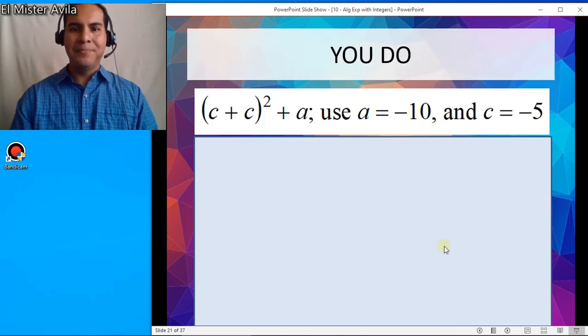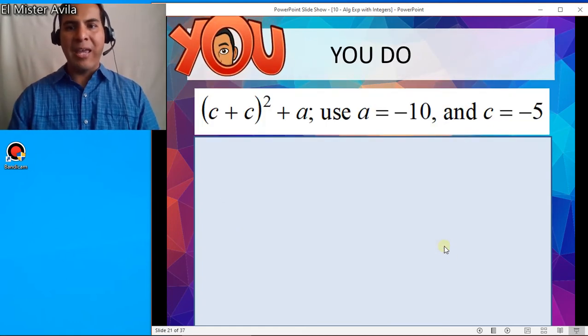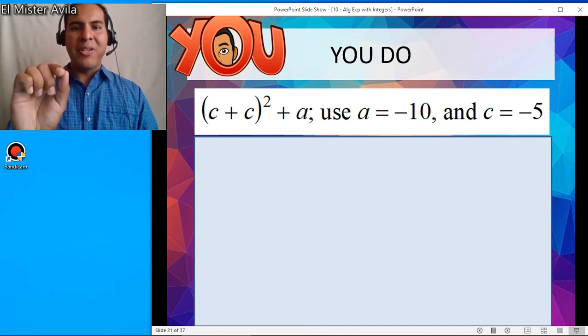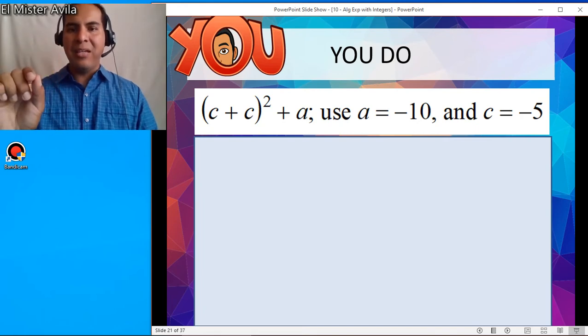Try this one. Here we have an exponent again. C plus c to the power of 2 plus a, given those values of a and c.